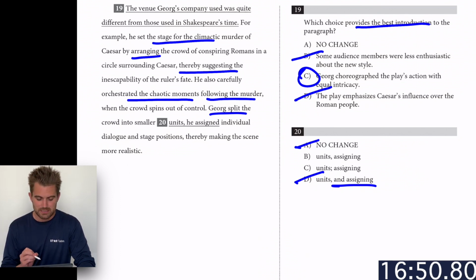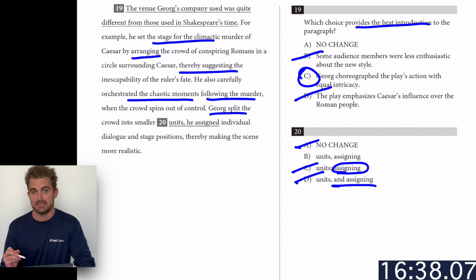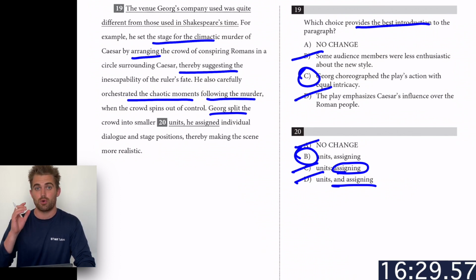Be careful, guys, because it says George split the crowd into smaller units, semicolon. As it is now, the semicolon works, but it says assigning individual dialogue and stage positions, thereby making the scene. The way that they've redone it by putting assigning instead of he assigned, that's a really easy way to trip yourself up. This has to be assigning. Assigning makes that a modifying phrase afterwards. It's no longer an independent clause, so only a comma works. Be really careful about that, guys.